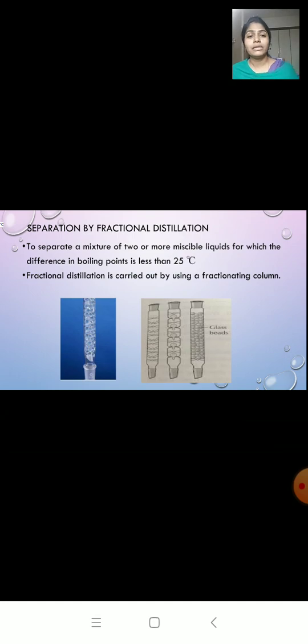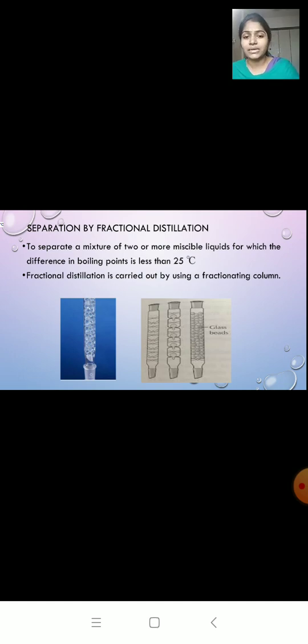Now for this we will use two liquids: alcohol and water. Even these two liquids are miscible. When you mix alcohol with water, they will completely mix with each other, and you cannot differentiate between alcohol and water. The boiling point of alcohol is 78 degrees Celsius and the boiling point of water is 100 degrees Celsius. So the difference between them is 22 degrees Celsius. It is less than 25.